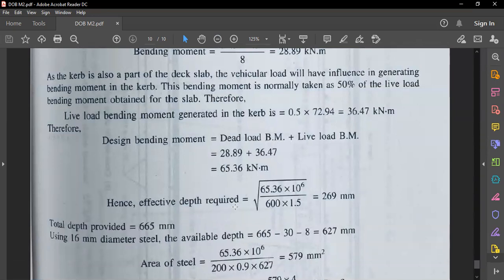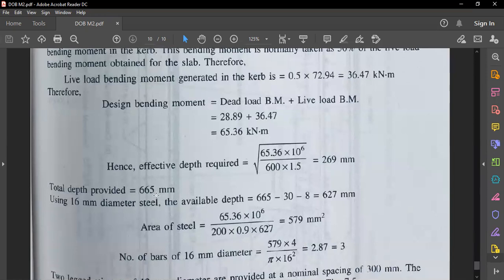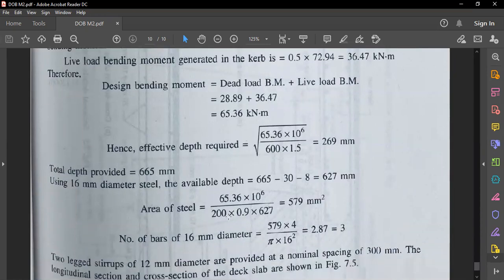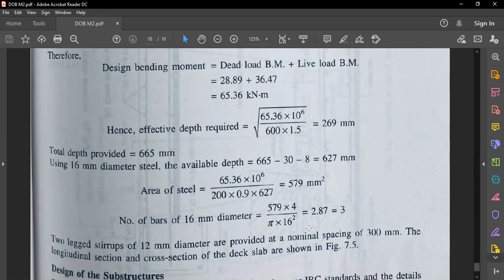So hence effective depth required is M divided by B into Q. B is not 1 meter here, it is 600 mm wide, right? So 269 is required, provided is 665. That is okay now. Area of steel is M divided by sigma ST J into D. So that will give you 579 mm square. Number of bars required is 3 bars in footpath.